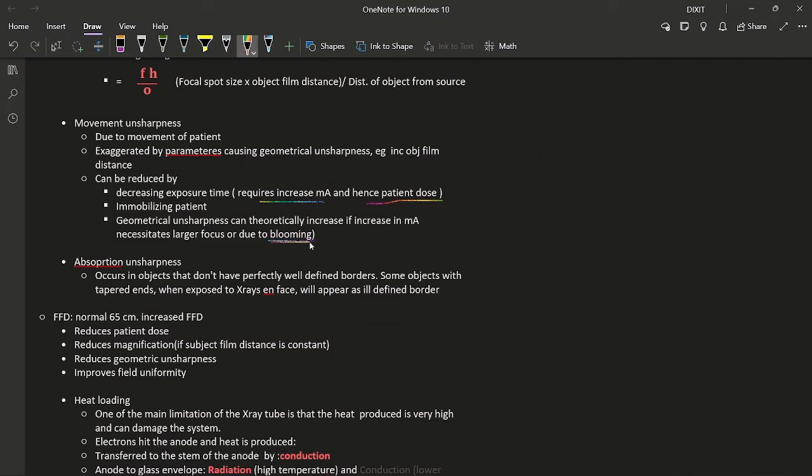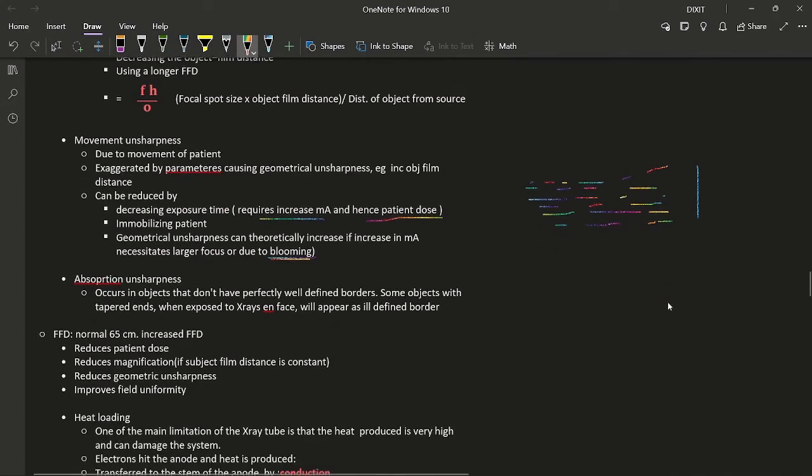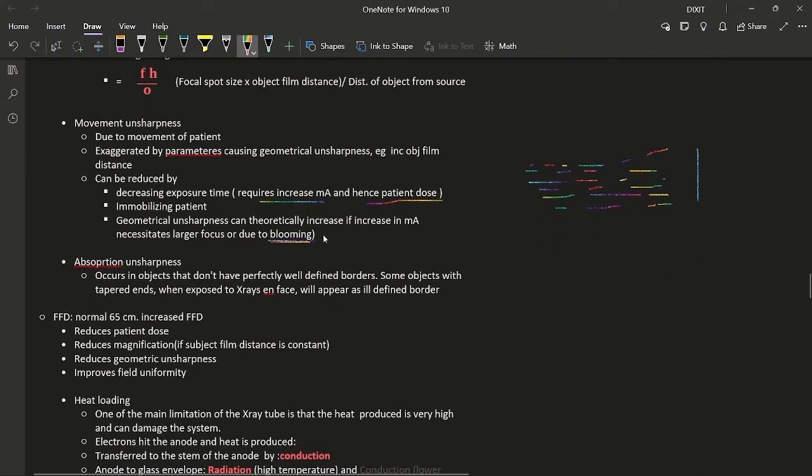What blooming is, is that when you have a high current, all the electrons which normally go parallel become a little bit more wide because of the high current, and because of that the focal spot of the anode is increased, and a little bit of unsharpness will occur. And also, if you are increasing the mA, then you might have to use a larger focus. So in that way also geometrical unsharpness will increase.